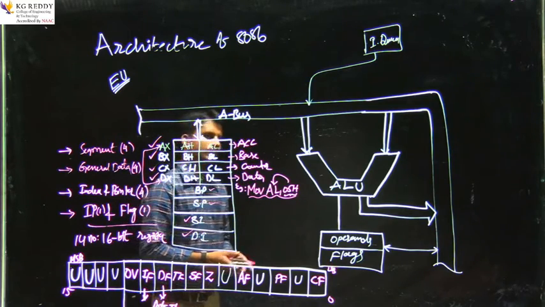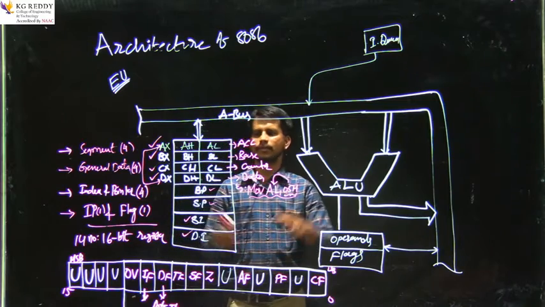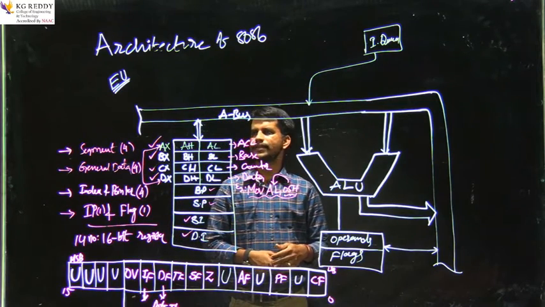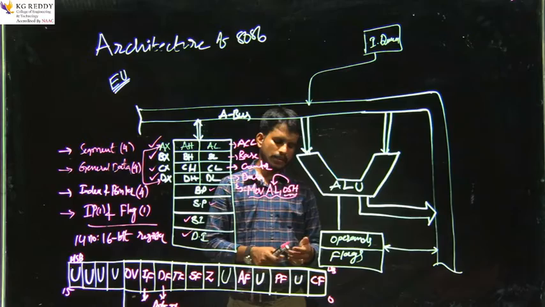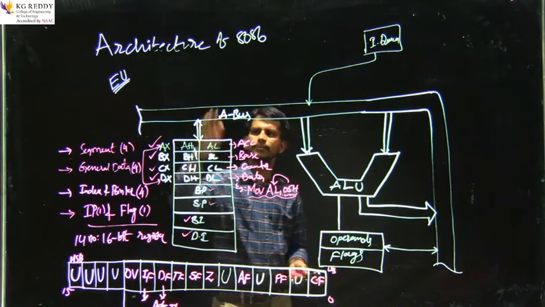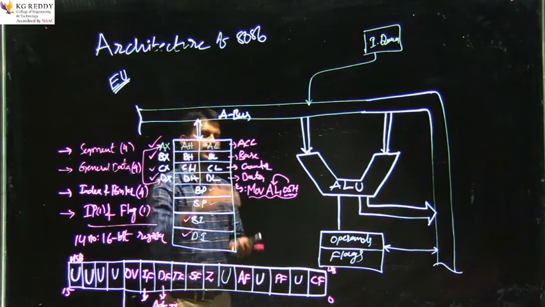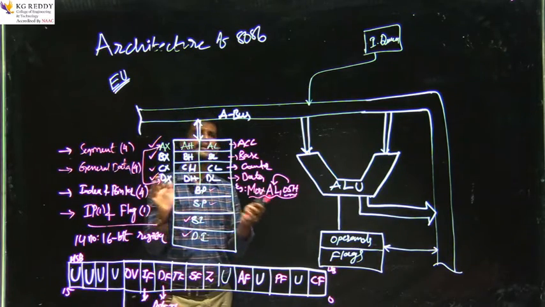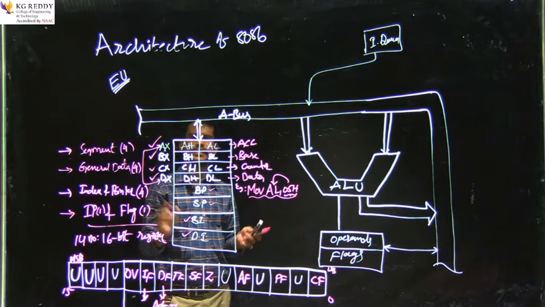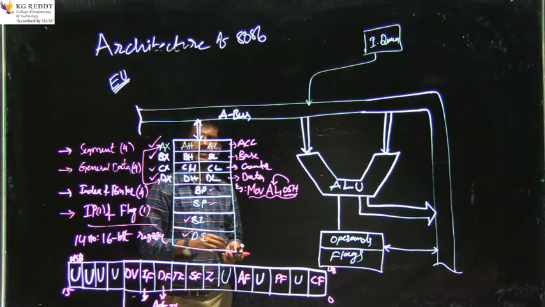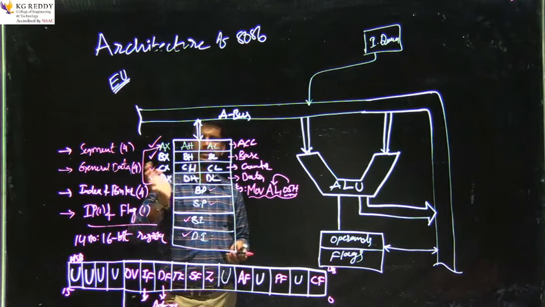Okay, this is a complete overview of the x86 architecture. In the previous section we have seen the BIU, and in this section the execution unit. Both sections together are called the complete architecture or block diagram of the 8086 microprocessor, where it can perform all the arithmetic and logical operations using assembly language programming.